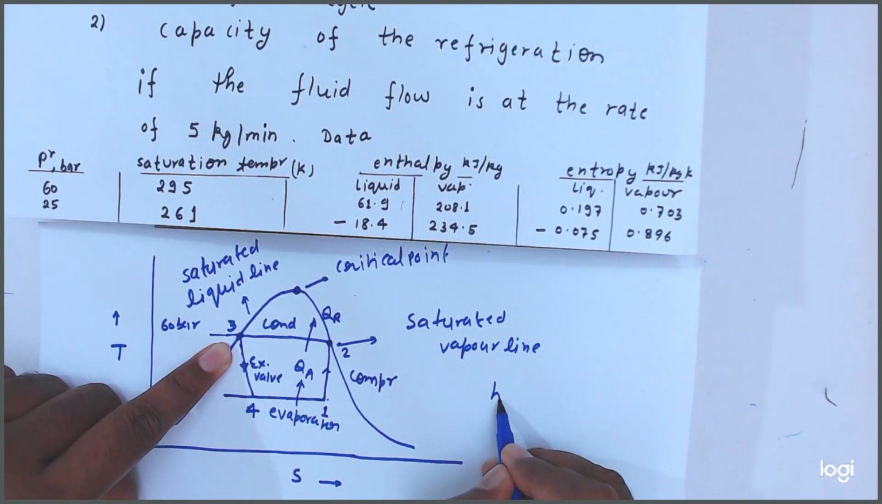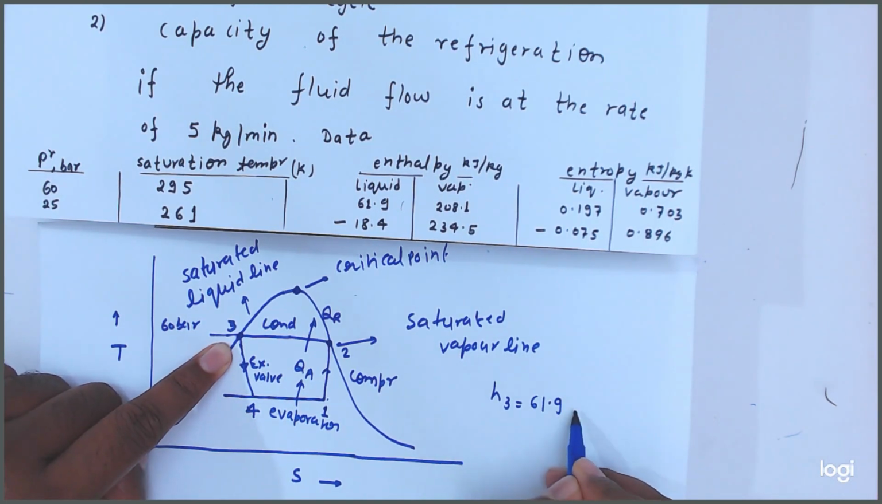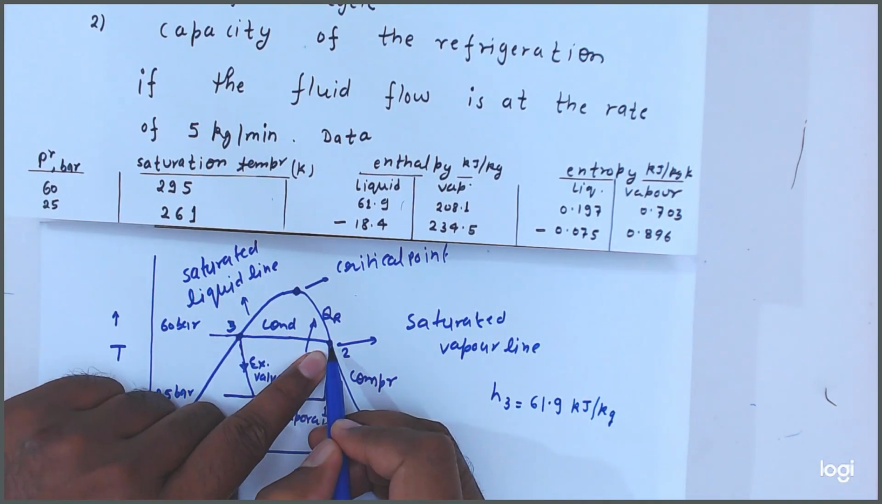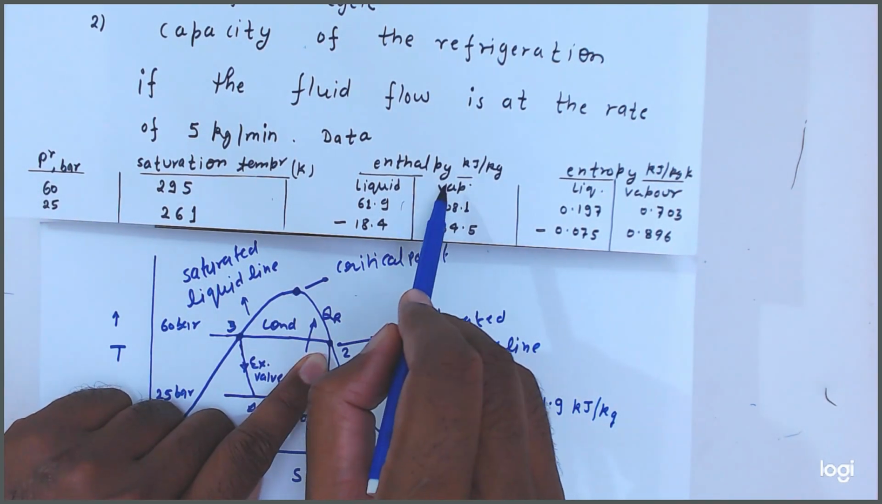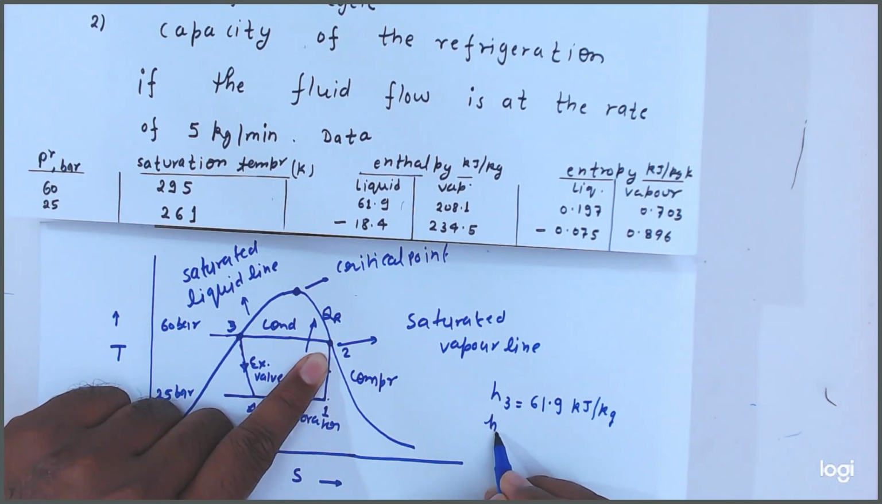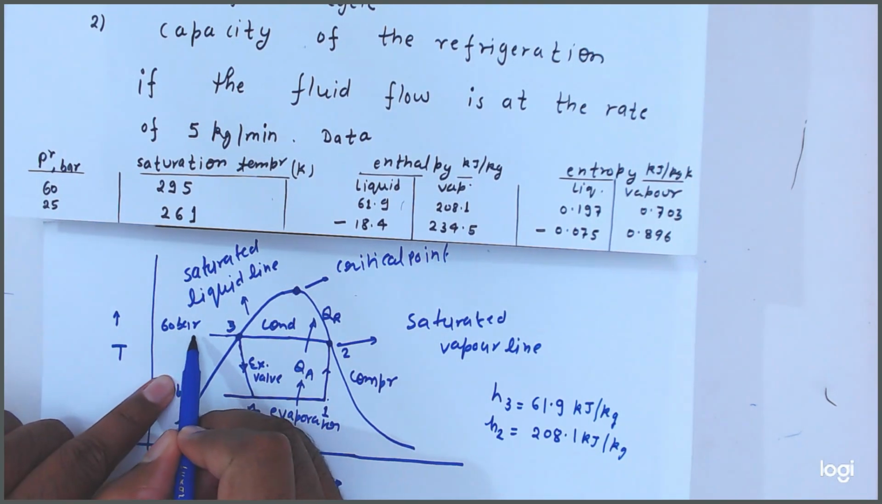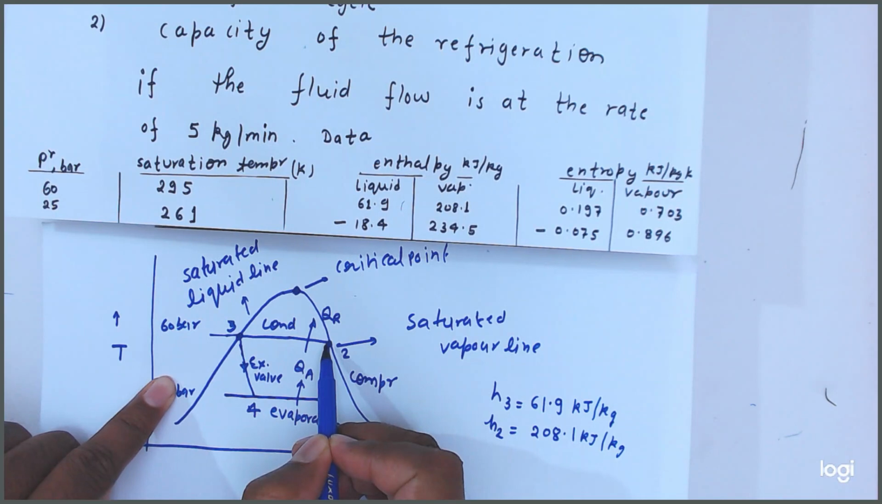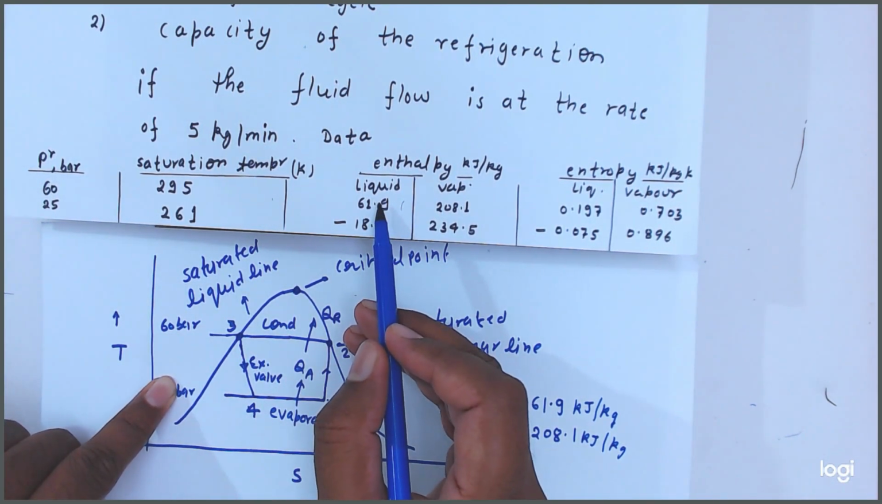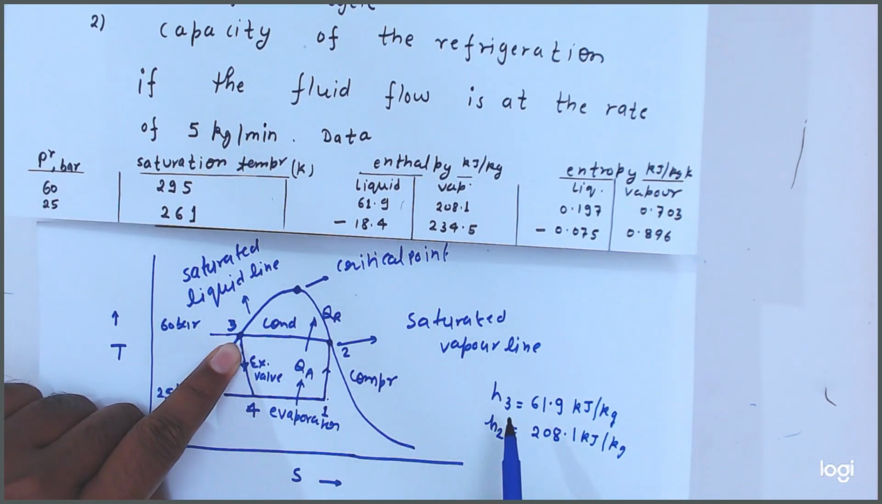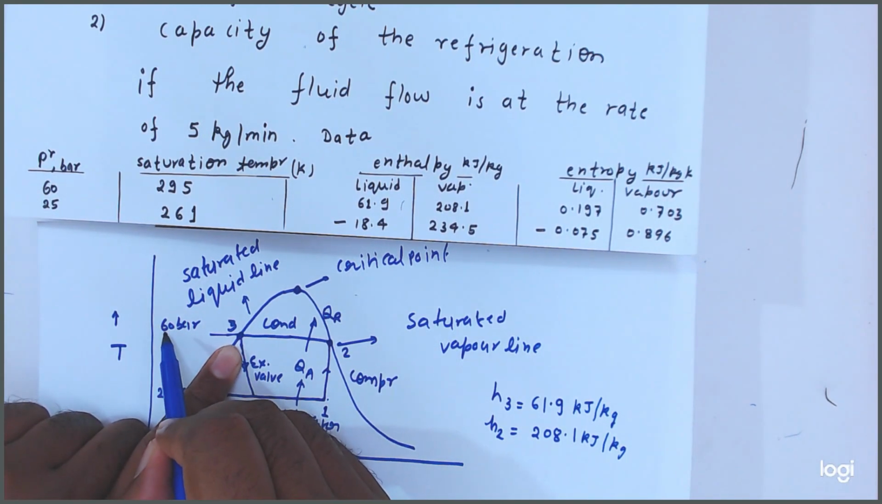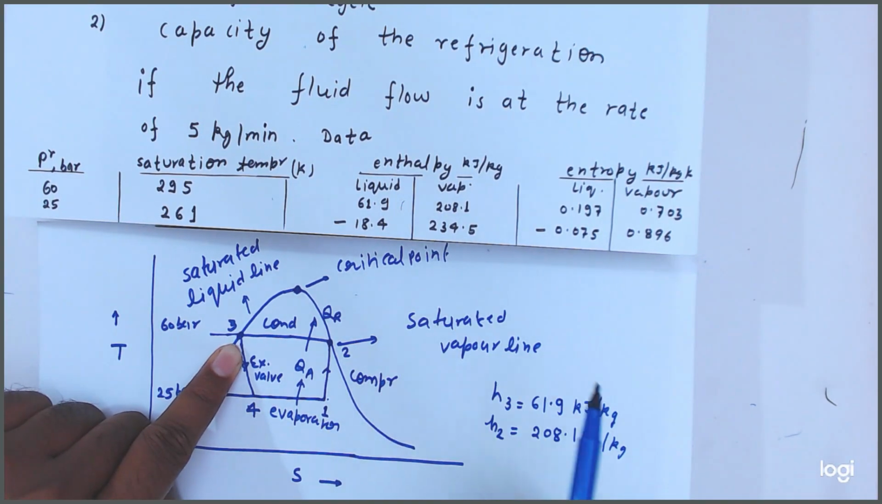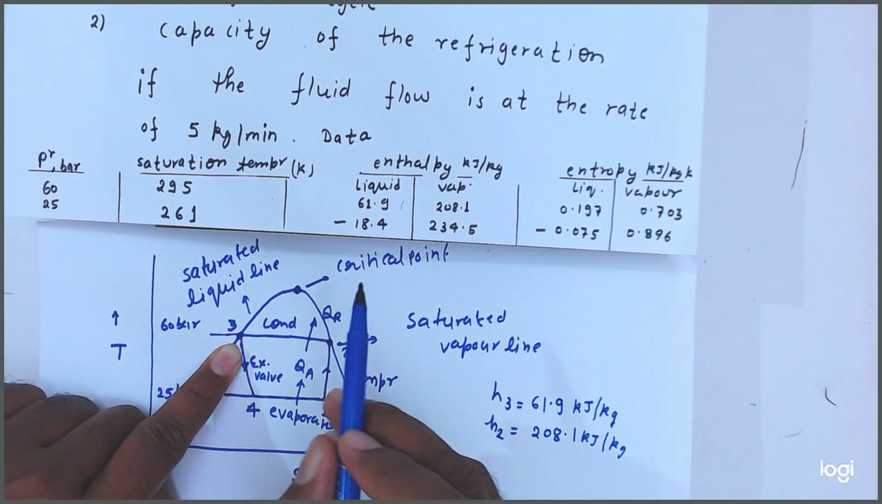The 60 bar liquid value is given as 61.9, so the H3 value is 61.9 kilojoule per kg. And here you see the vapor line. At 60 bar the vapor value is given as 208.1, so the H2 value is 208.1 kilojoule per kg, because we are looking at 60 bar pressure at the condenser pressure. So at 60 bar, liquid enthalpy hf gives H3 equal to 61.9, and the vapor value gives H2 equal to 208.1 kilojoule per kg. Okay friends, so this value is given.